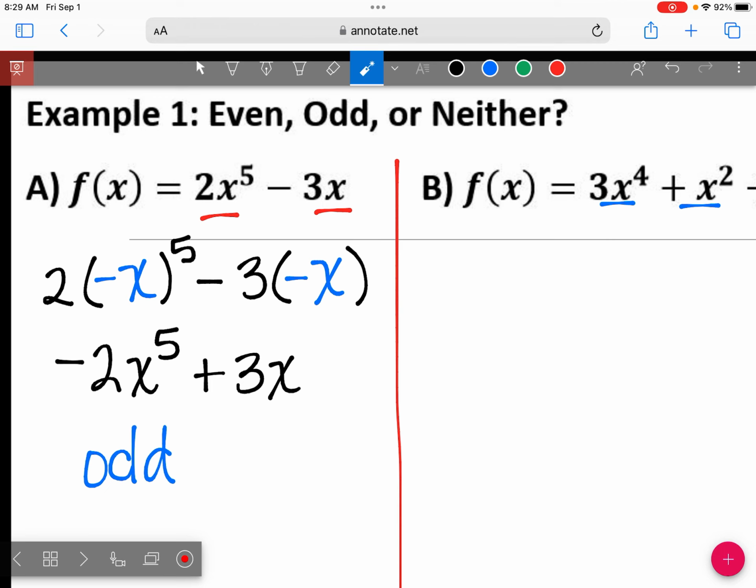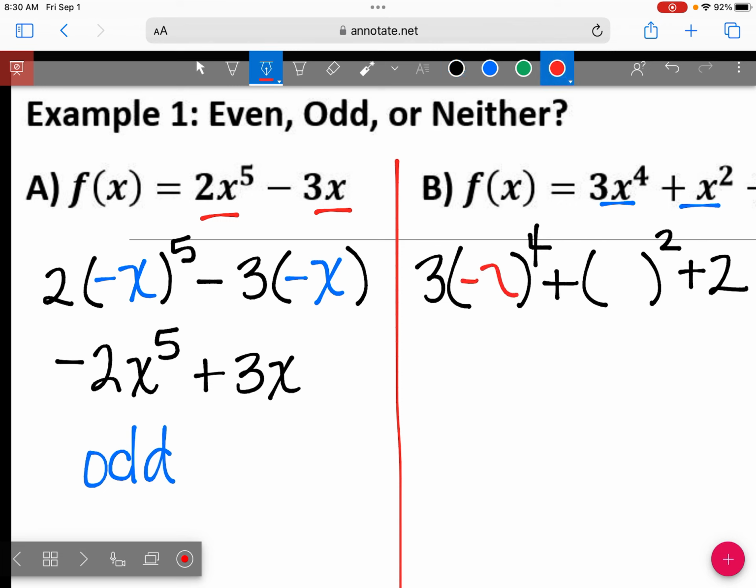So let's look at example B. So we have 3, and then I have x to the 4th plus x squared plus 2. And now let's put in our -x. Now when you take a -1 to the power of 4, both of these are going to switch, and these are going to become positive. So a +1 times 3 is 3. And this becomes a positive.